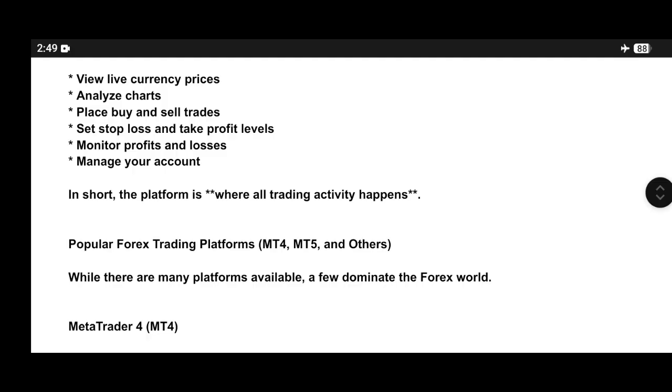Popular trading platforms like MT4, MT5 and others. Why are there many platforms available? A few dominate the forex world. So the popular ones are MT4 and MT5. Understand? Even though we have so many others, the popular ones are MT4 and MT5.